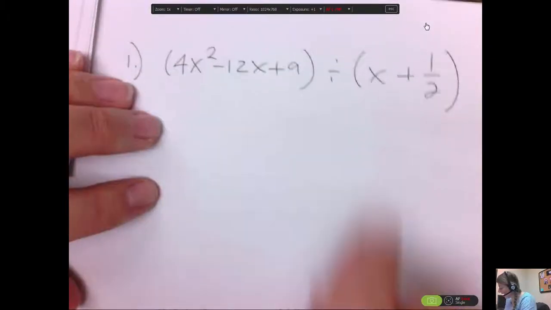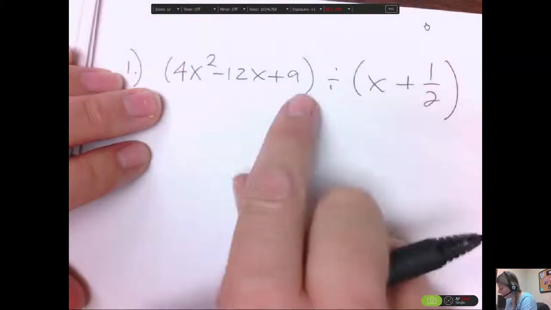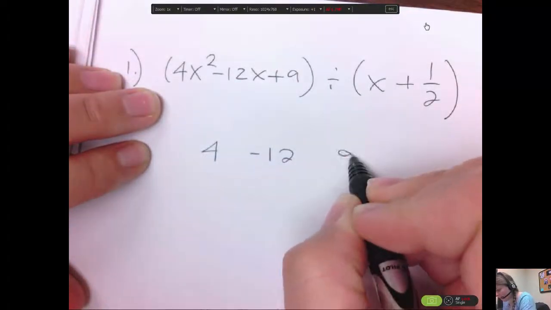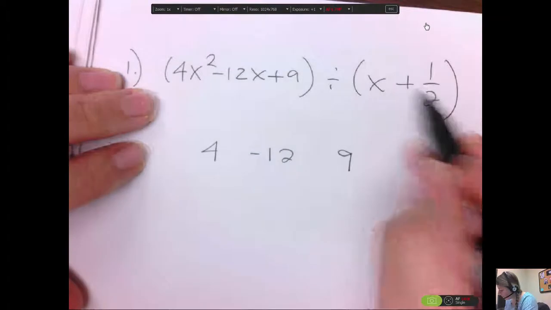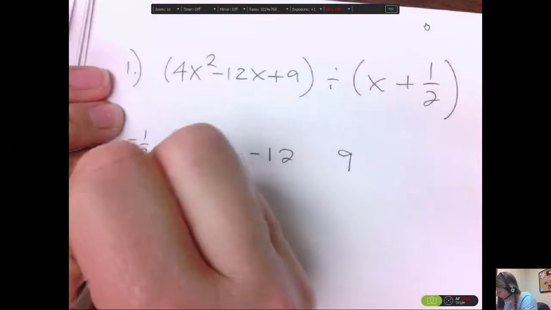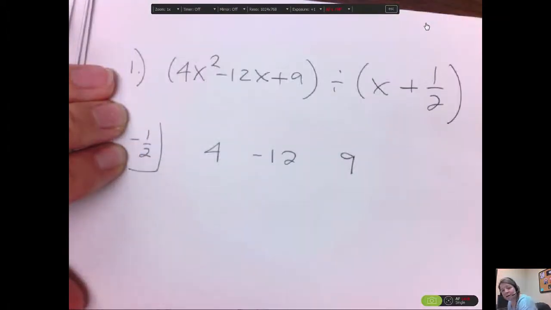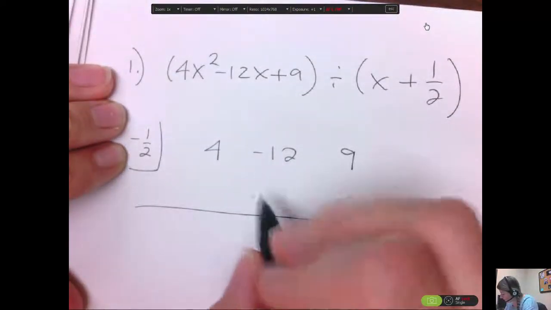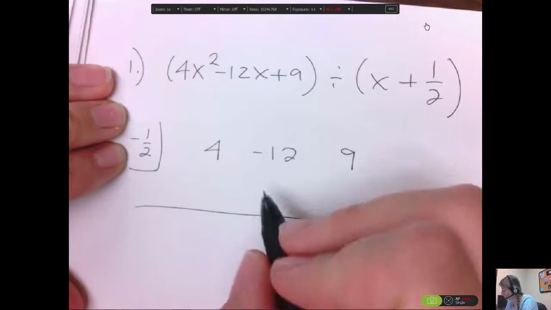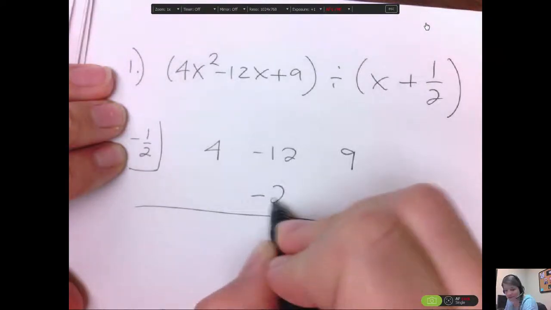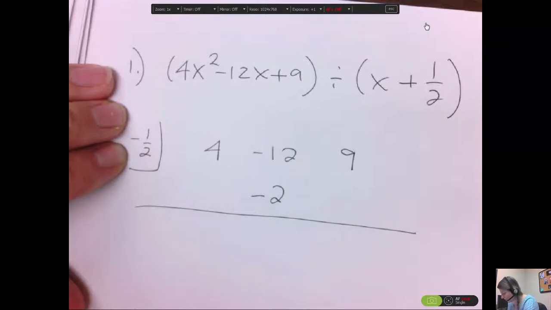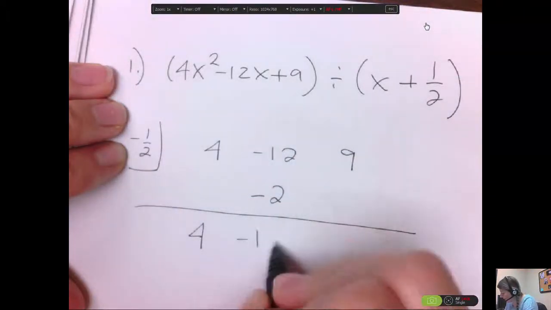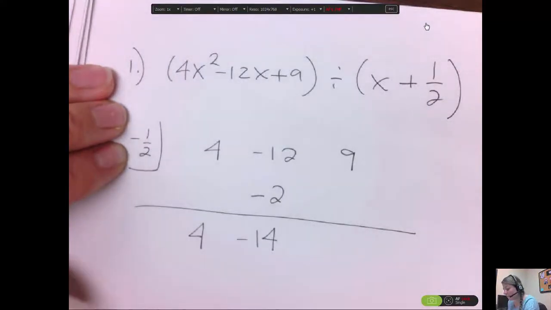So we're going to take each number here. That would give us 4, negative 12, and 9. Then we're going to take the opposite of what we see here, and that's negative 1/2, and that'll be our number here in the corner. We start with negative 1/2 times 4, which would give us, well, what's 1/2 of 4? 2. Opposite sign, so that'd give us negative 2. And then we add down. This one stays 4. Negative 12 and negative 2 make negative 14.